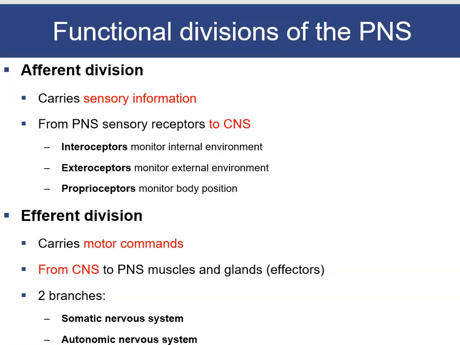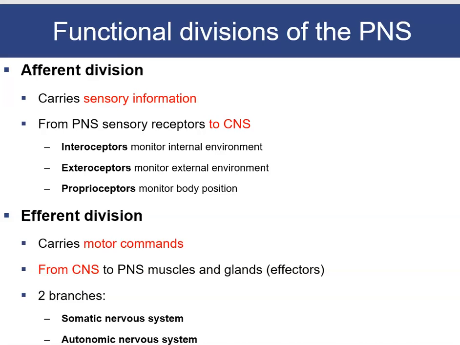The efferent division carries motor commands from the central nervous system to the peripheral nervous system. So this is information that is leaving or exiting the central nervous system. So E for exiting. So it carries this motor information from the central nervous system out to things such as our muscles and glands in the peripheral nervous system.